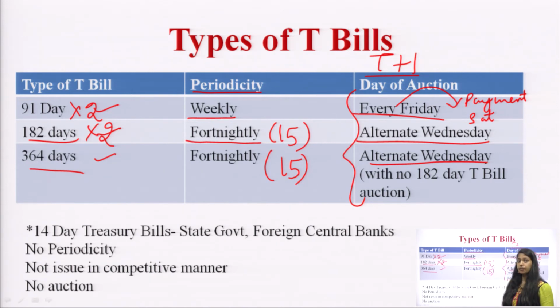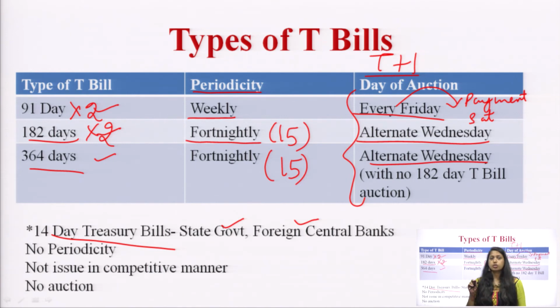The fourth type of T-bill is the 14 days T-bill, and who can actually take these T-bills? The state government and the foreign central banks. These are the two authorities who can actually deal with the 14 days T-bill. The next thing, there is no periodicity. I told you periodicity means when can you actually buy these T-bills. In the case of the 14 days T-bill, there is no fixed time when they can take place. However, they generally take place on Friday. Not issued in a competitive manner.